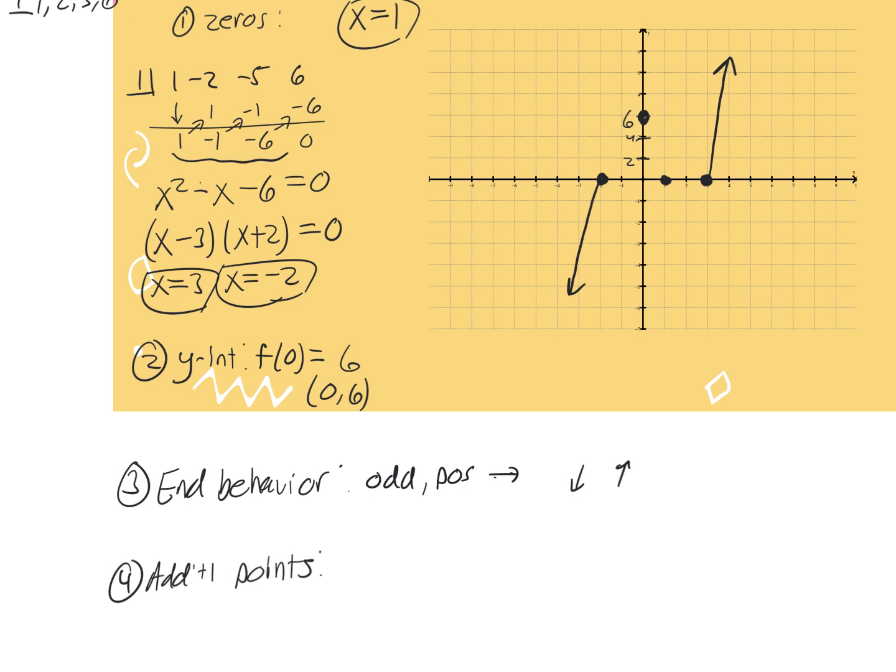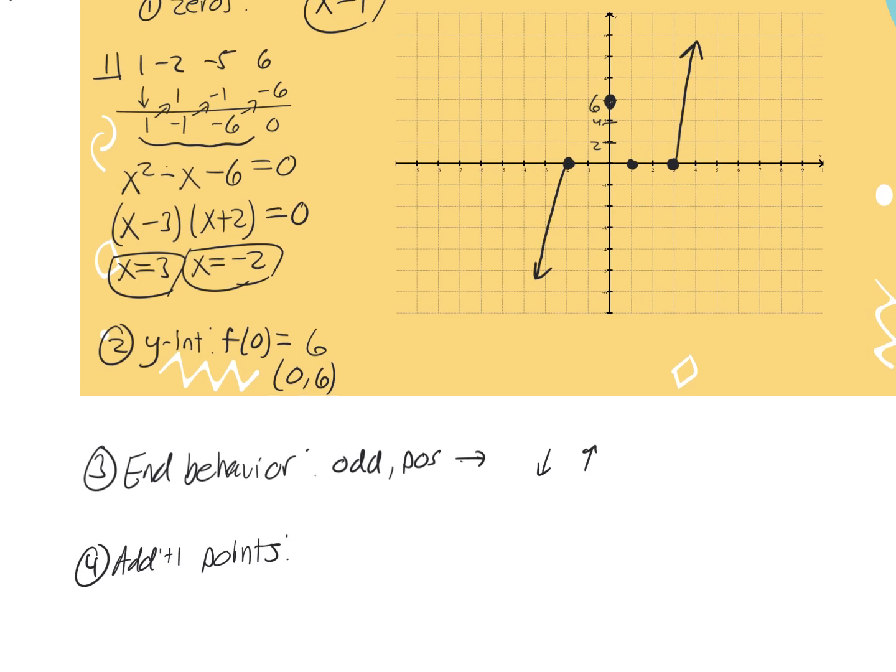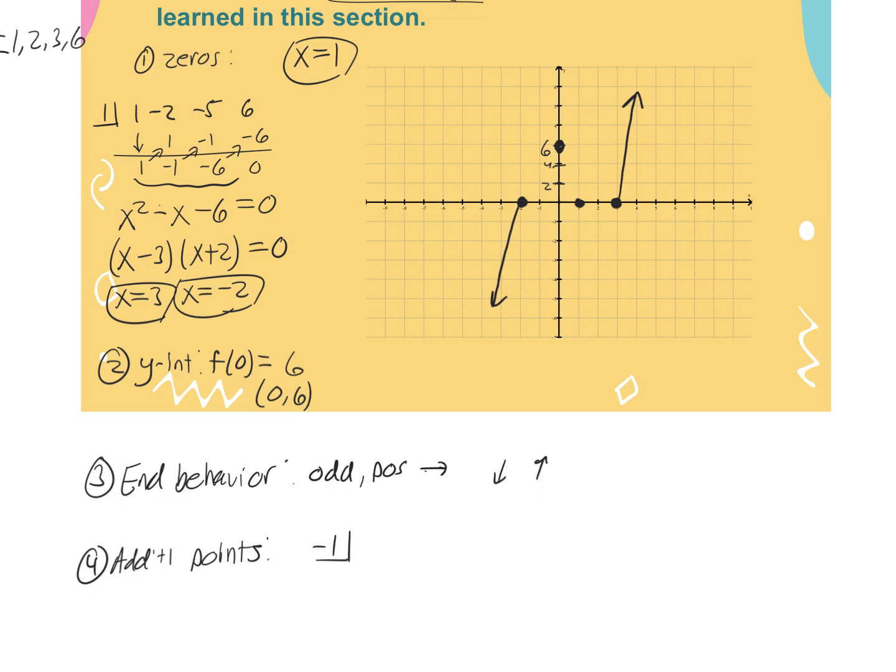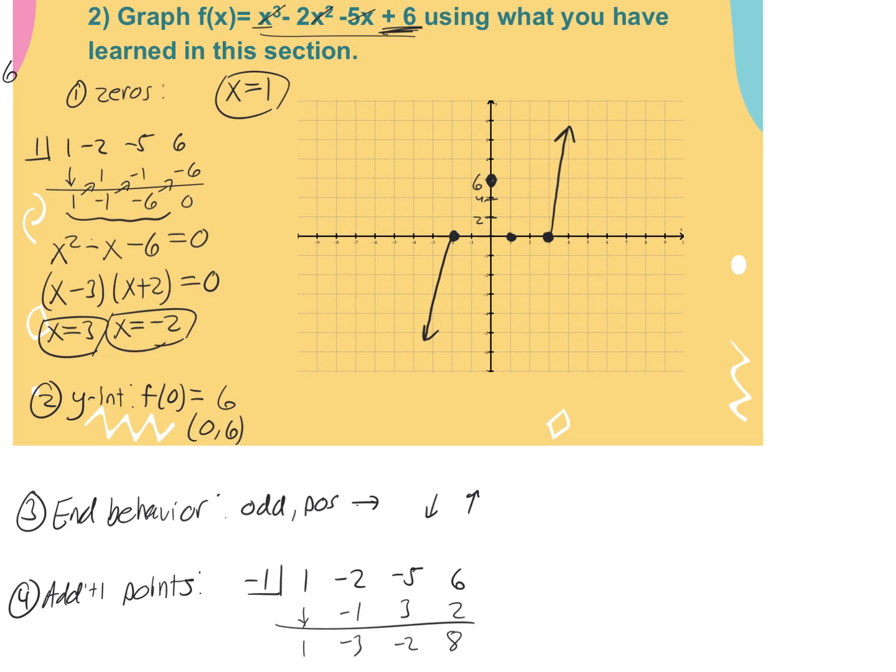So some additional points I can maybe pick, maybe like negative 1. So let's try negative 1. I'm going to use remainder theorem to find some additional points. You could just plug it into your function, but I think we are getting into the groove of using synthetic division, so hopefully we're getting a little bit more comfortable with that. At negative 1, I have a value of 8, and that's going to be up here.